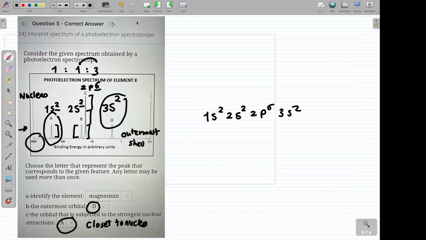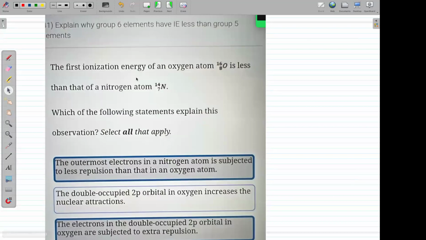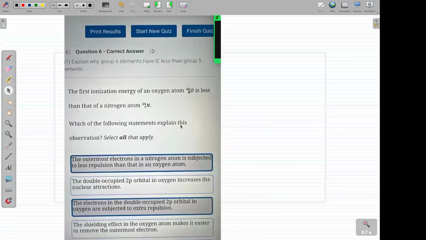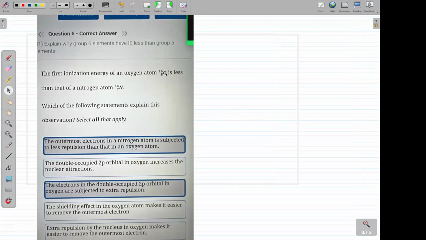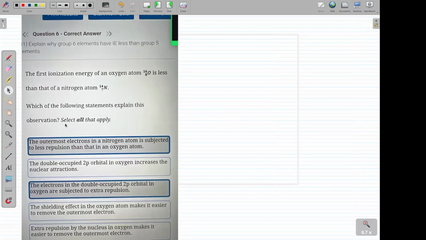The next question is question number 6. It tells us that the first ionization energy of an oxygen atom, O16, is less than that of nitrogen atom. Which of the following statements explains this observation?